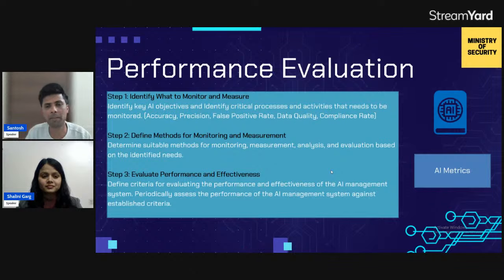And then performance evaluation, which is pretty much the same as any other ISO 27001 standard, where you have defined the AI objectives and you need to provide metrics. What all metrics can go into your artificial intelligence? What was the accuracy of the outcome, the precision of the data, the false positive rate, the data quality, the compliance rate? So you can go on and add multiple metrics to ensure that your objectives are met. You can define a process around it. How do you intend to evaluate the performance? And then you need to define what all metrics can go for your artificial intelligence management system.